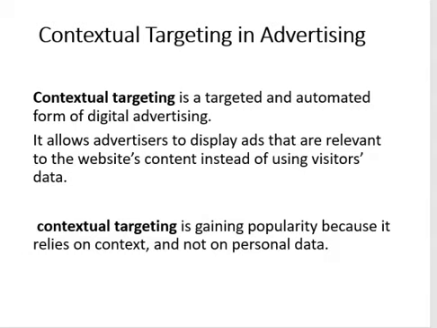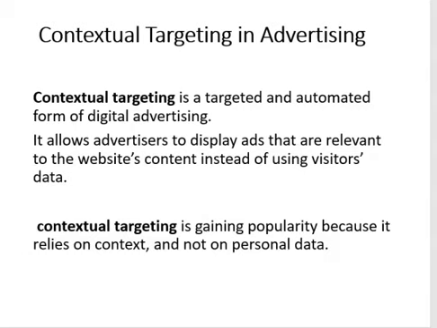So on a web page that discusses workout routines or reviews protein powders, that could essentially be the right place where you can have something called contextual targeting of advertisements. And this always allows your ads to show up on web pages that have content that's closely related to your products or services, and it allows advertisers to display ads that are relevant to the website's content instead of using the visitors' data.